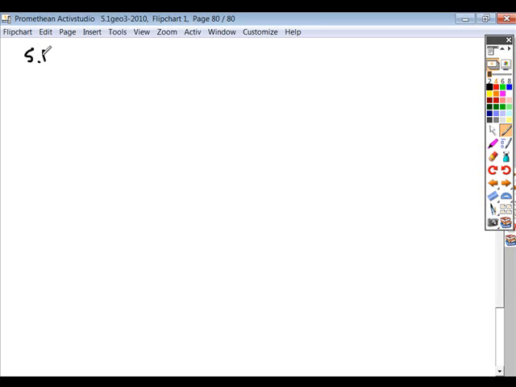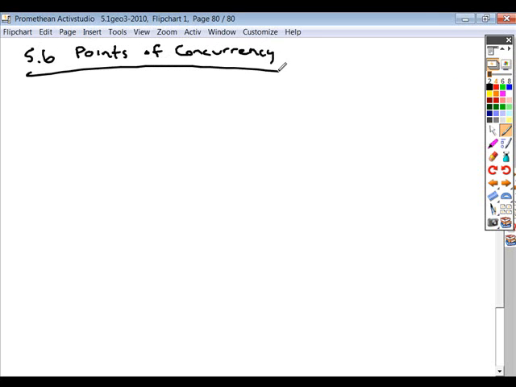So let's begin that. The 5.6 points of concurrency. Once again, I already discussed what exactly these are. So let's go ahead and go through the constructions for them. Okay, so the first is the incenter. The incenter is the intersection of all the angle bisectors of a triangle.